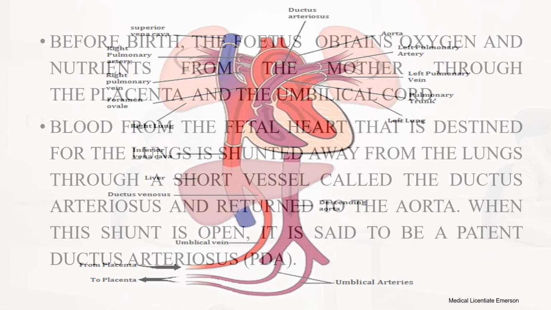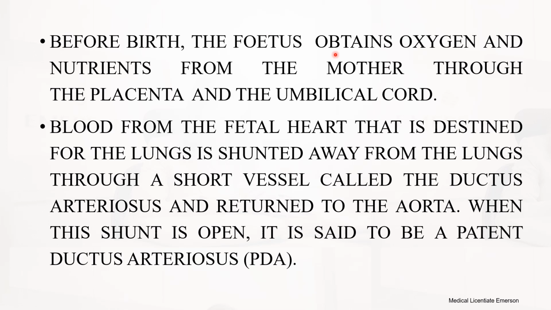Okay, so let's start. Before birth, the fetus obtains oxygen and nutrients from the mother through the placenta and the umbilical cord. Then the blood from the fetal heart that is destined for the lungs is shunted away from the lungs through a short vessel called the ductus arteriosus and returned to the aorta. When this shunt is open, it is said to be a patent ductus arteriosus, and it is a congenital heart disease, of course.